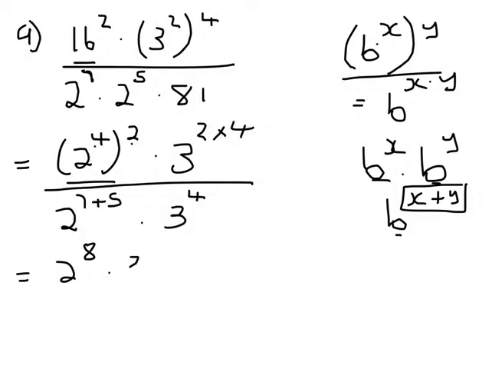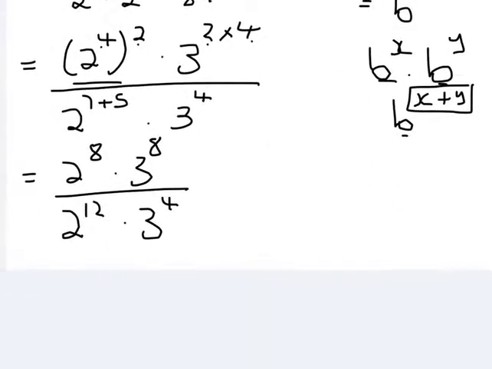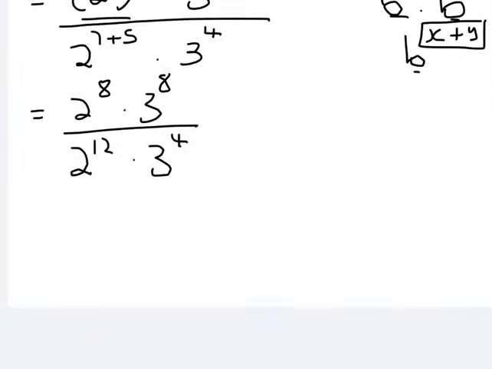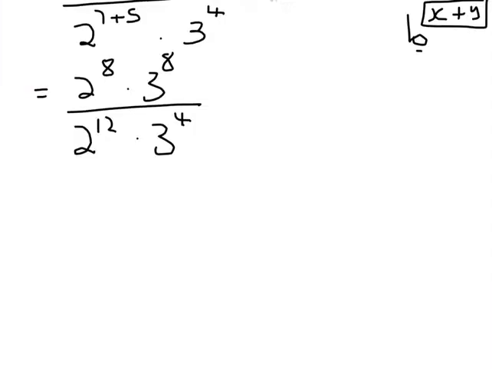And then you have 3 to the exponent of that times that, definitely that is 8. Over, and then you have 2 to the exponent of what is 7 plus 5? It should be 12, multiplying 3 to the exponent of 4. So all that you were doing was just to simplify or work out those exponents.